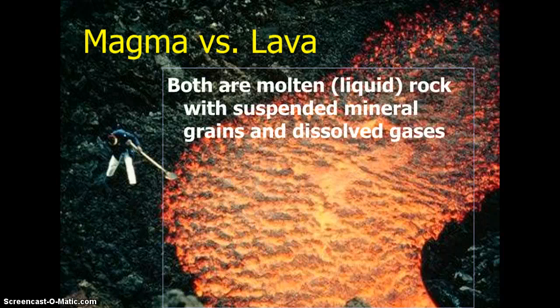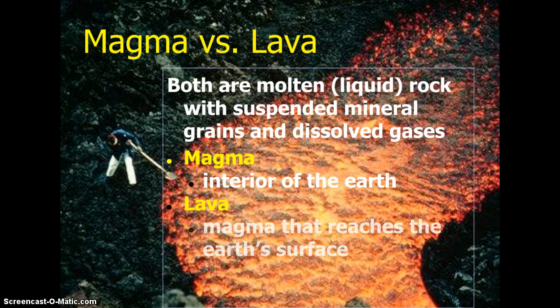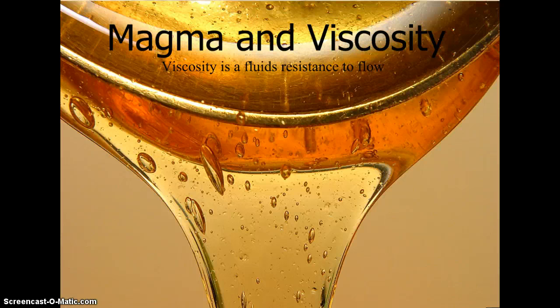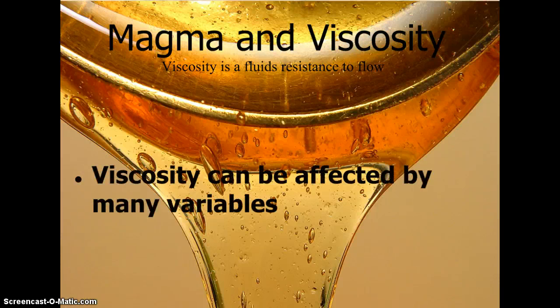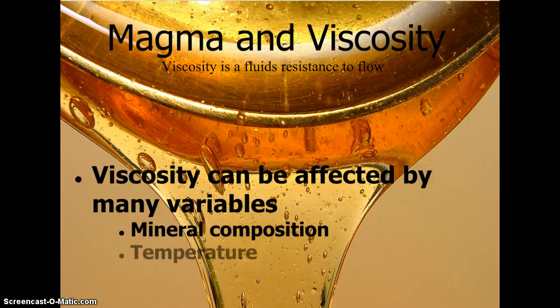The difference between magma and lava is pretty easy. Both are molten liquid rock with a bunch of minerals in them, but magma is underground in the interior of the earth, and lava is on the exterior of the Earth's surface. Whenever we talk about magma, we talk about its viscosity, and it's maple sugaring season, so you all know what viscosity is. It's like the thickness or how easily something flows. And viscosity can be affected by a number of different variables or factors. One is what kind of minerals are in there. Another is temperature, and the other is dissolved gas.